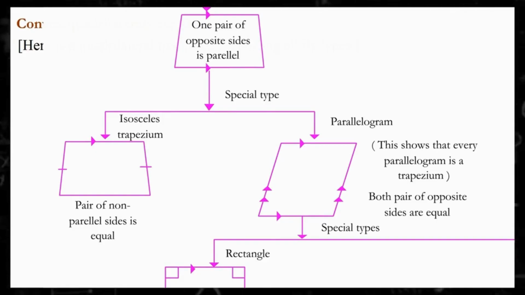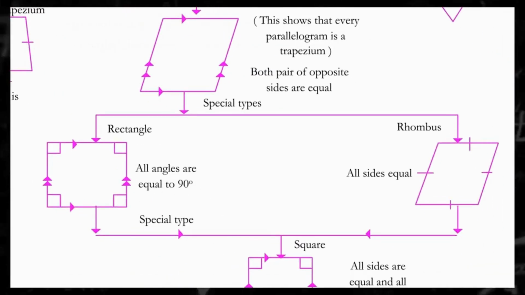Pair of non-parallel sides is equal. This shows that every parallelogram is a trapezium. Both pairs of opposite sides are equal. Special types: rectangle, rhombus.